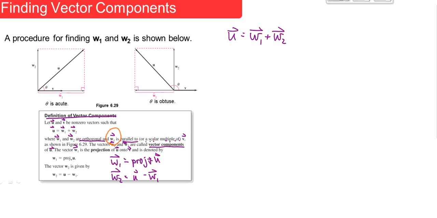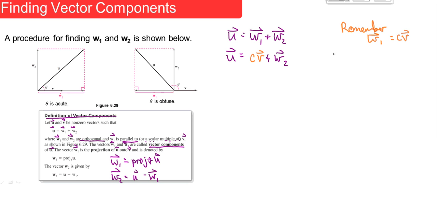So I'm going to write myself a little note. I'm going to say, remember, W1 is equal to C times V. And then I'm going to replace this W1 with C times V. So vector U is C times V plus W2. Now, we have a goal in mind: to figure out what this projection of U onto V is.